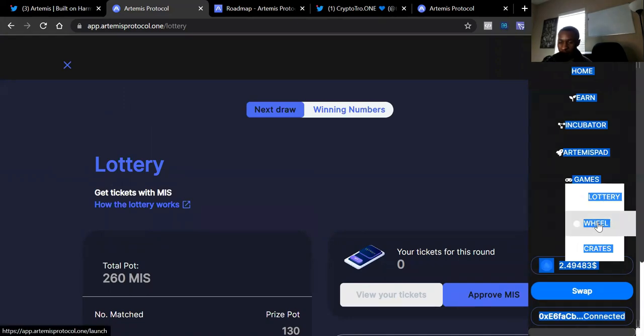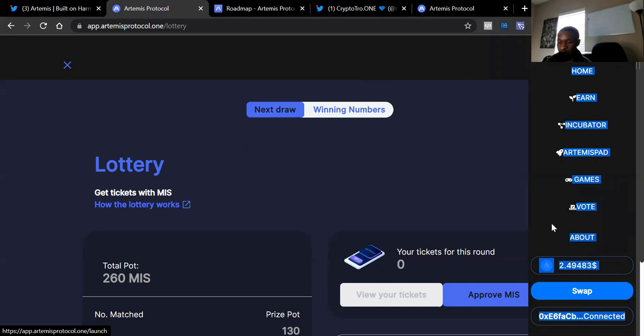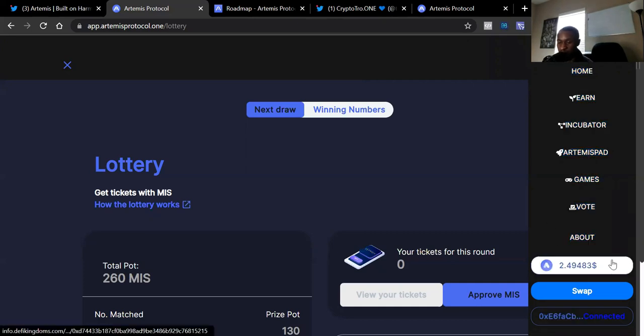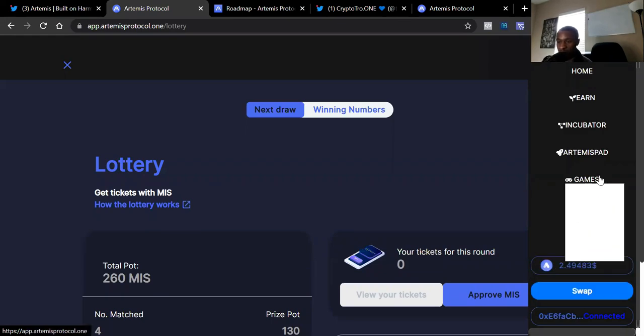So correct me, ARTEMIS is currently at $2.49, man. You can see it right here at the bottom. If you want to swap, you can click swap and it's going to send you to DeFi Kingdoms, where you can actually swap your ARTEMIS out. I'm not going to make any liquidity pools today. I just wanted to show you pretty much how you can access it.